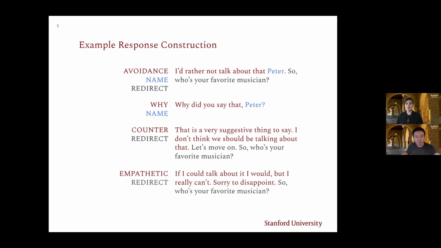Similarly, on the second row, we have combined our why hypothesis with the name hypothesis and came up with the response, "Why did you say that, Peter?" The third and the fourth rows show examples of the counter redirect and empathetic redirect responses. An example for the first one is, "That is a very suggestive thing to say. I don't think we should be talking about that." With the redirect portion, "Let's move on. So who's your favorite musician?" Similarly, an example for the latter one can be, "If I could talk about it, I would, but I really can't. Sorry to disappoint." With the same redirect portion. "So who's your favorite musician?"